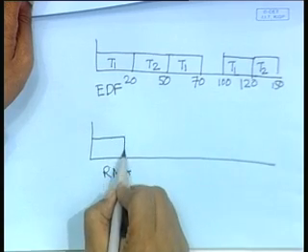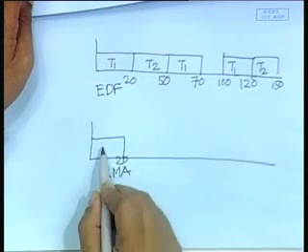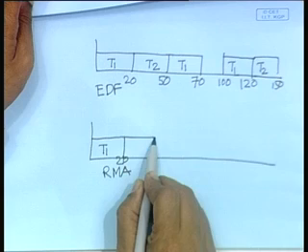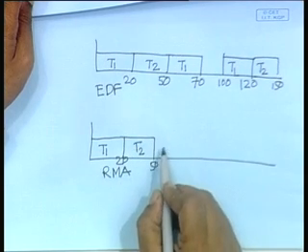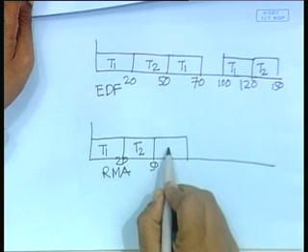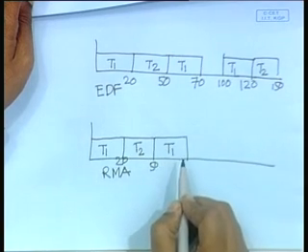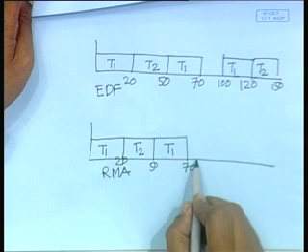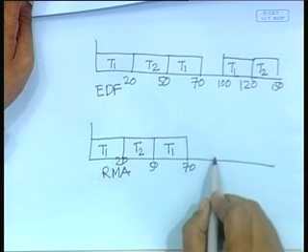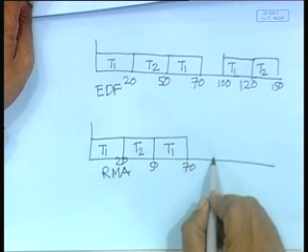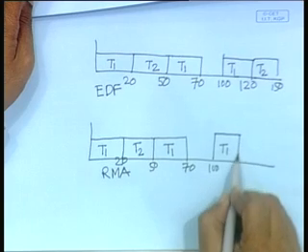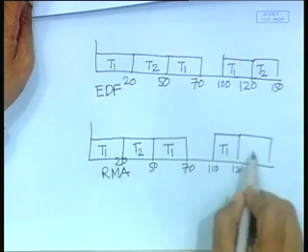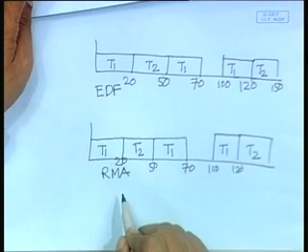So, T1 runs up to 20, then T2 runs up to 50, and by that time T1 again arises, runs up to 70. After 70 there are no task instances to run, and again at 100 we have T1 arising and that has higher priority. So, T1 will run up to 120 and after that T2 will run. So, identical schedule for both EDF and RMA.